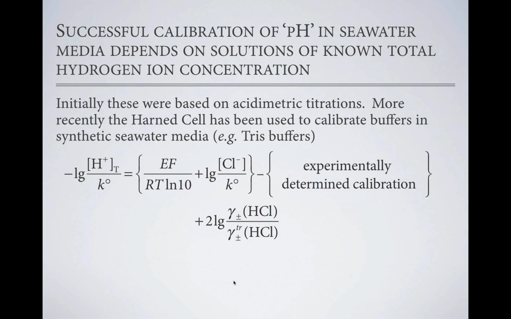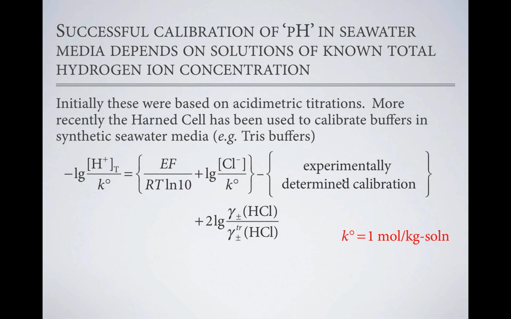More recently, instead of doing it by titration, we've used the Harned Cell to calibrate buffers in synthetic seawater. These are called tris buffers. And again, we end up with something that's related to a pH. It's actually the ratio, just making this a dimensionless term in order to take the logarithm. K naught is just 1 mole per kilogram of solution. Another term, which is experimentally available, you measure an EMF with that Harned Cell, you measure a chloride concentration. There's an experimentally determined calibration. The inside of these brackets would be another 30 minutes on this talk, so this is going to be long enough.